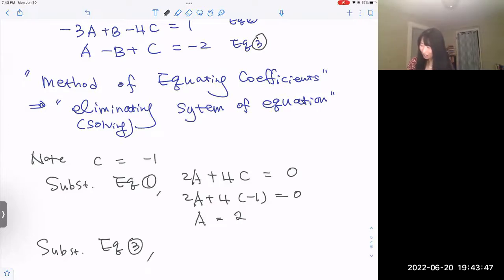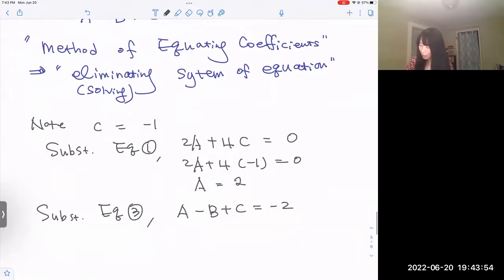All right. So equation number 3, we have a minus b plus c equal to -2. So a equal to 2, c is -1. Now, what's the b? We are done. Integration is easy. Maybe 3. B equal to 3. Good.